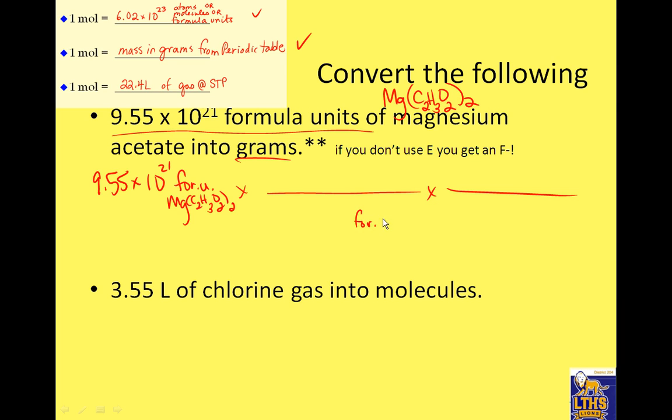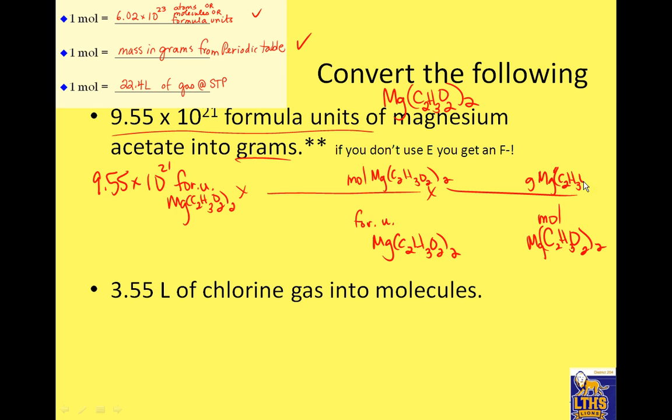So I put formula units on the bottom, and it's magnesium acetate. What is it? Magnesium acetate. Is it anything else? Not this time. So you have to put that in there. And this is moles of magnesium acetate, Mg(C2H3O2)2. And then moles have to cancel out because we had to go through moles. And we have to change it to grams of magnesium acetate. You think I would have calculated that out already.